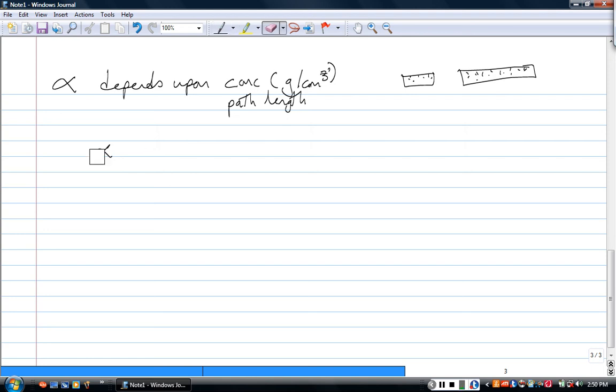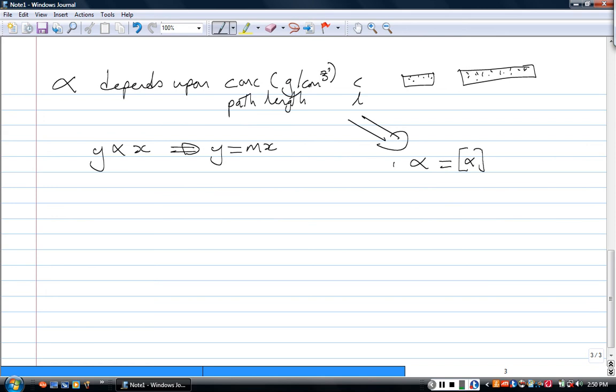I can write, for example, that if Y is proportional to X, I can write from that Y is equal to some constant, let's say M, times X. So if alpha depends upon C and L, concentration and path length, I can write from this that alpha is equal to some constant, which we're going to call the alpha TD, times C times L. Right, this equation. Now let's define these terms.